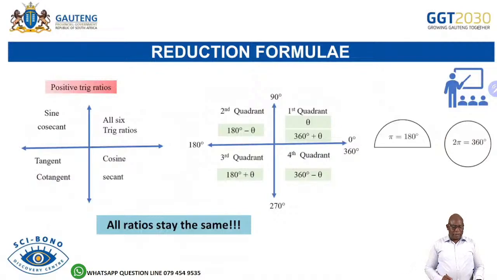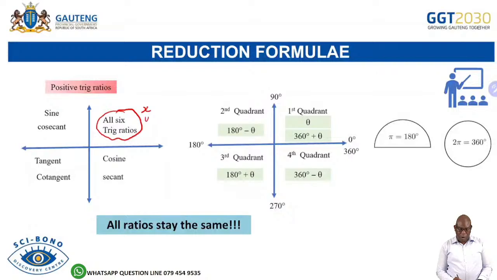Now, if I look at this Cartesian plane here, you can see all ratios in the first quadrant are positive, right? The reason why they are positive is that the x value is positive, the y value is positive, and the r is always positive. So all three here are positive. So if I take the sine of theta from this first quadrant, the sine of theta will be y over r, and both will be positive. If I take the tangent of theta, it will be y over x, and both x and y are positive.